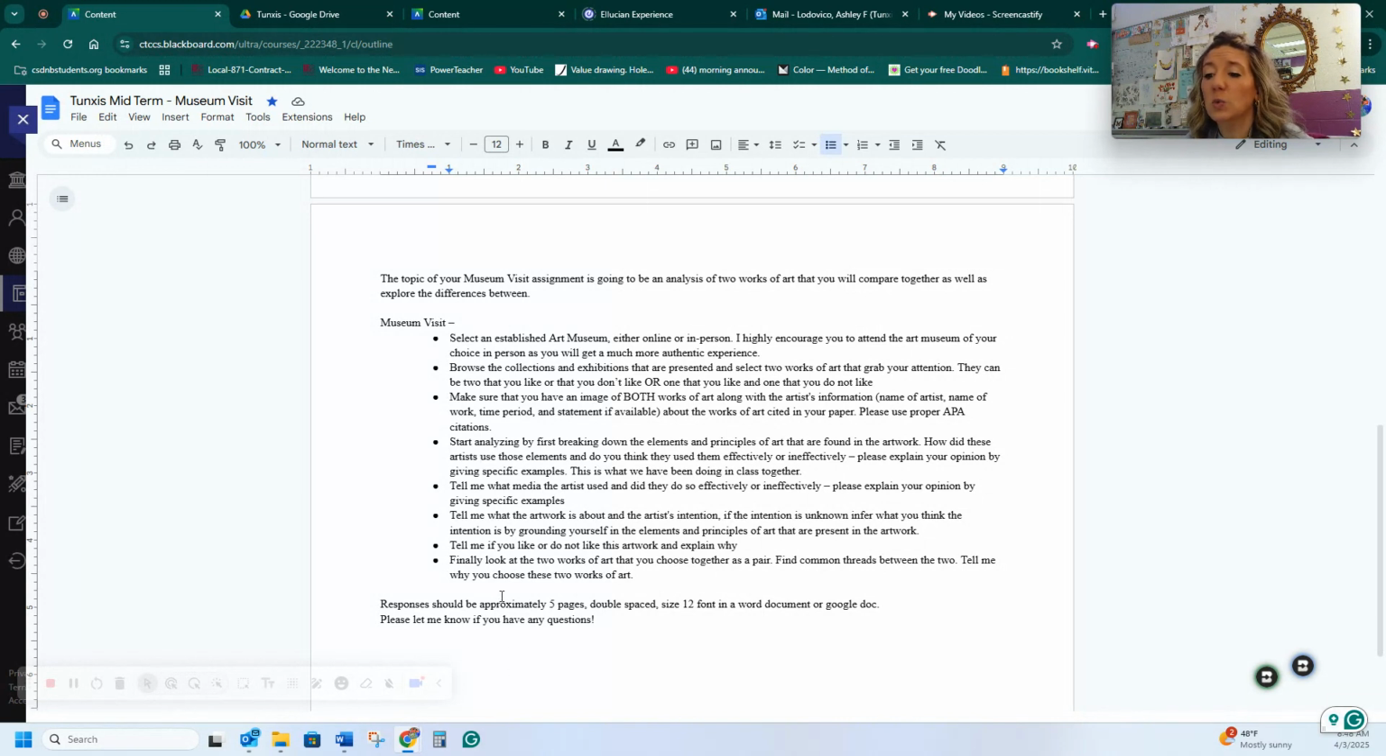Finally, you're going to look at the 2 works of art that you chose together as a pair. Find common threads between the 2. Tell me why you chose these 2 works of art. Responses should be approximately 5 pages, double spaced in size 12 font in a Word document or a Google Doc. Please let me know if you have any questions.